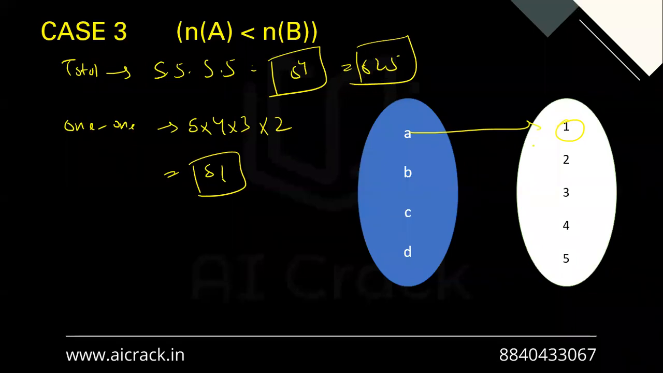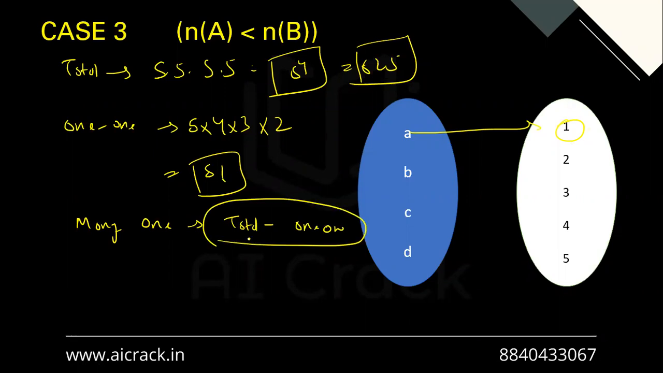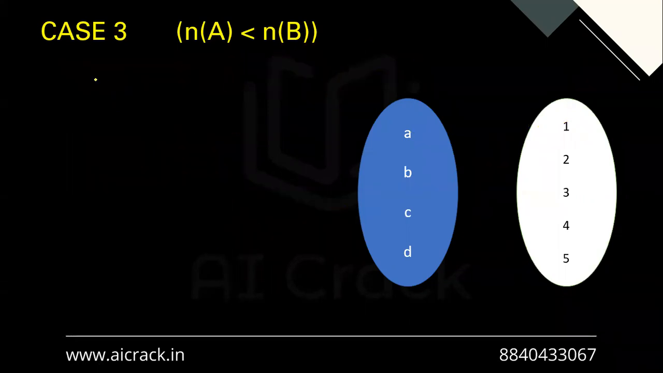Maybe for some other case, let's say we have 6 elements over here. In that case, it would turn out to be 6 into 5 into 4 into 3. That won't be 6 factorial. But in this case, it comes out to be 5 factorial once again, because we multiplied 1 or not, that doesn't matter. But you got the idea how to calculate these. Now, similarly, many one would be total minus 1, 1. That would give me the answer. Now let's talk about onto.